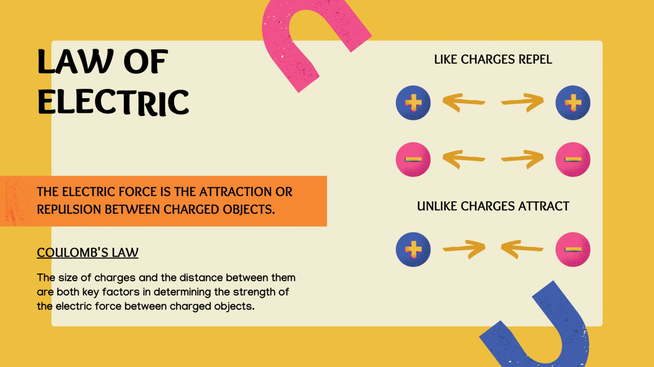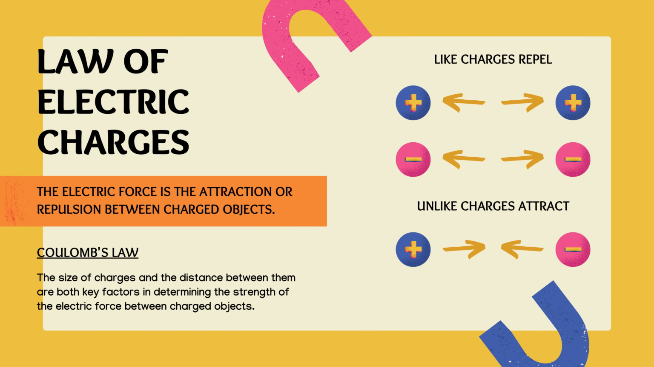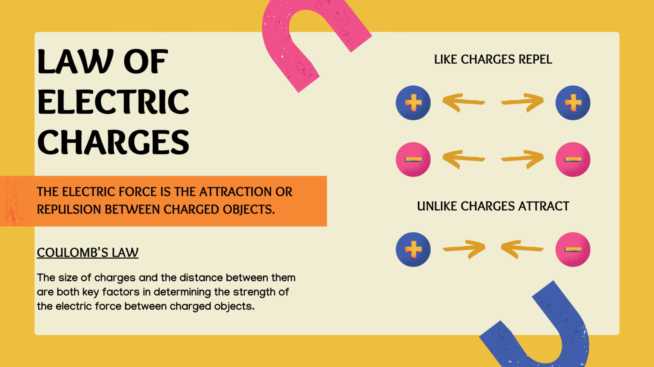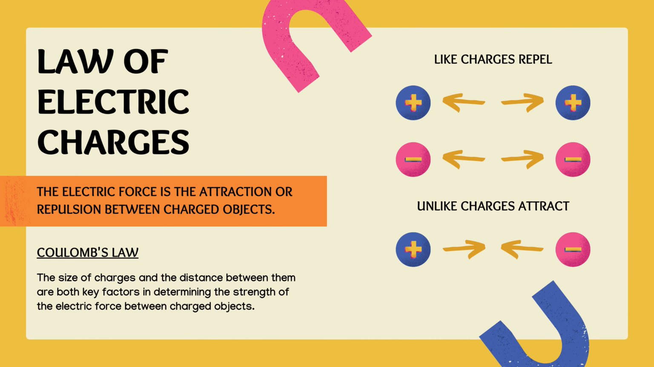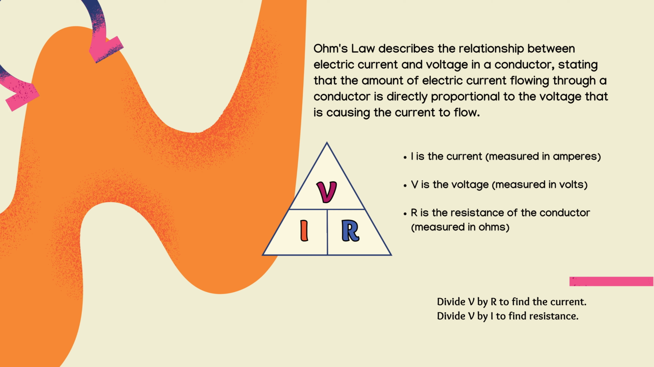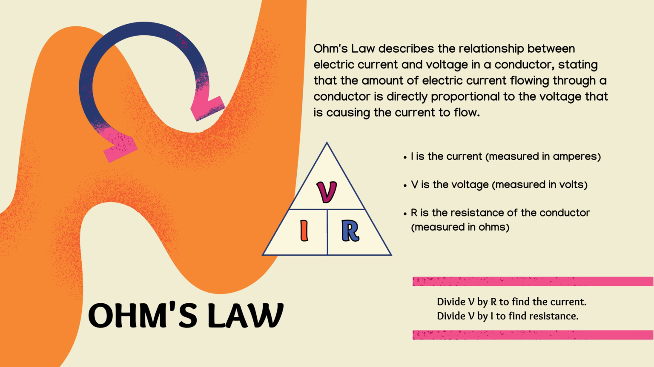Coulomb's law. The size of charges and the distance between them are both key factors in determining the strength of the electric force between charged objects. Ohm's law describes the relationship between electric current and voltage in a conductor, stating that the amount of electric current flowing through a conductor is directly proportional to the voltage that is causing the current to flow.